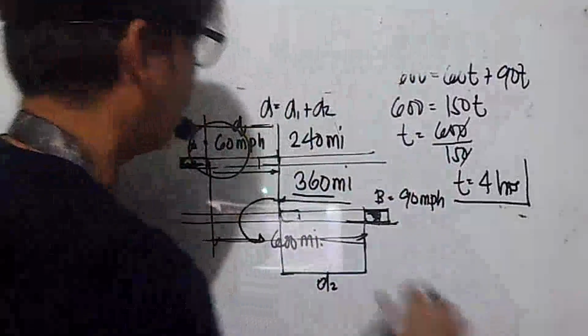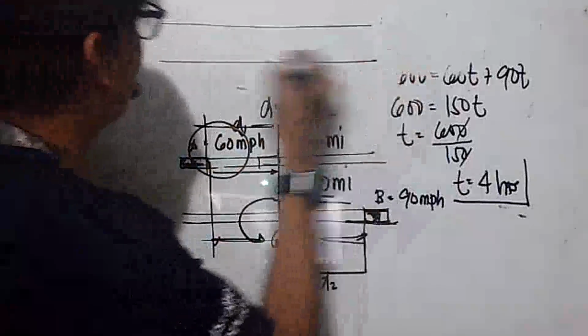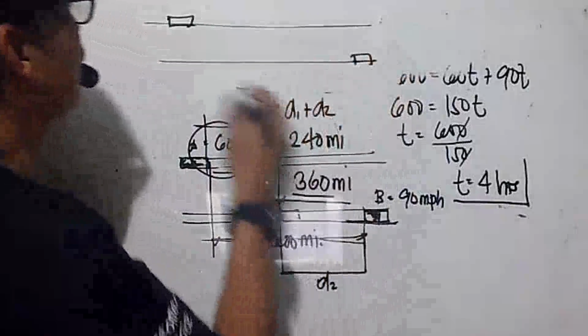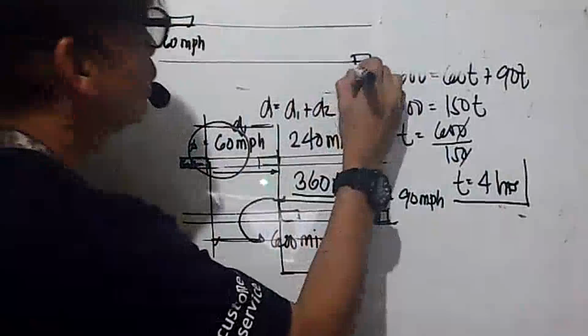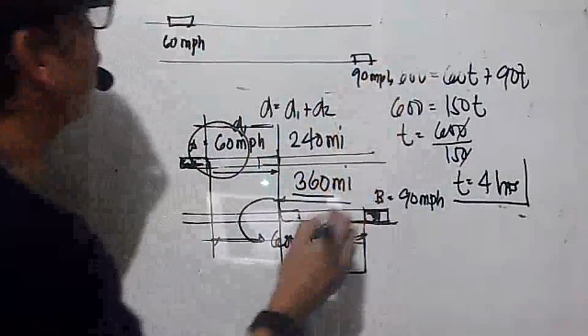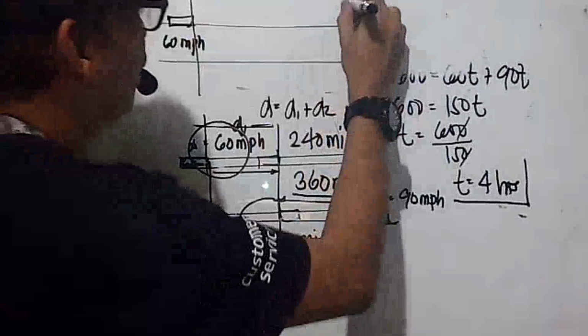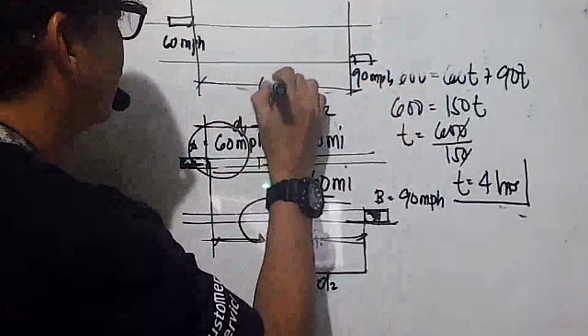Okay, para maliwanag lang, this type of problem needs illustration. So ito sila. Ito yung first train mo. Okay, ito yung second train mo. This is 60 miles per hour, and this is 90 miles per hour. Okay, so in 4 hours, ang layo nilang dalawa, ang layo ng dalawang yan ay 600 miles.